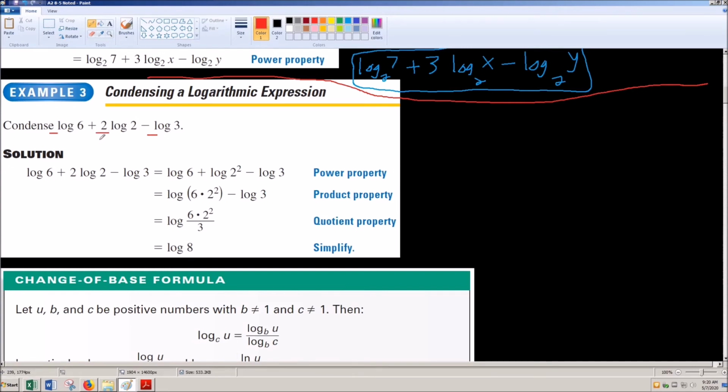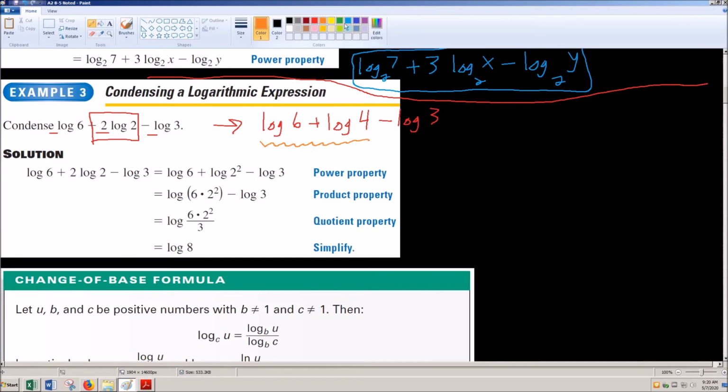So the first thing I'm going to do is focus on this power property here. And this will become log 6 plus log, and you can write 2 squared or you can write 4. I'm going to just write it as 4 here. This is just 2 squared. And then I'm going to say minus log 3.